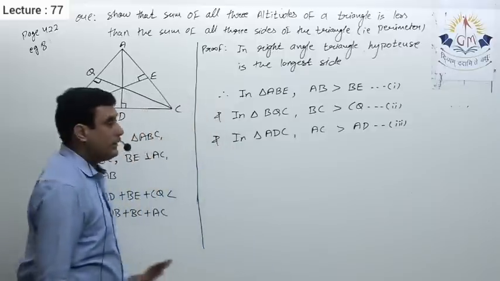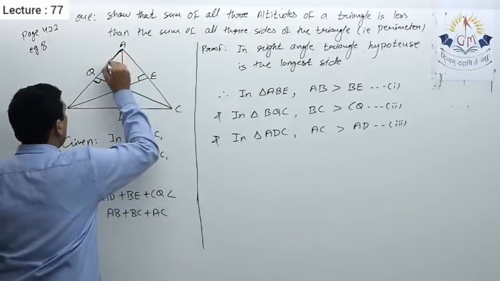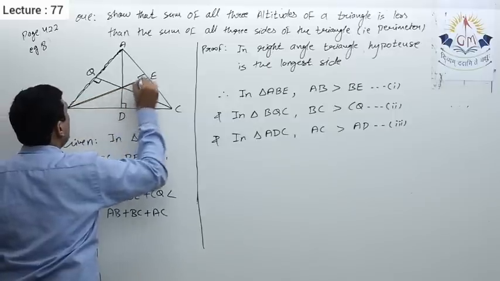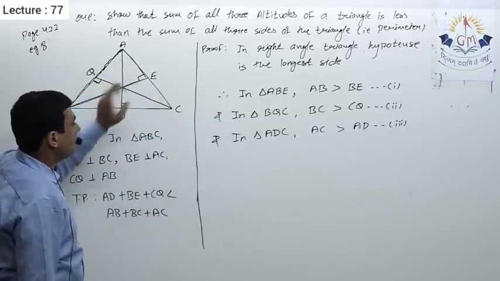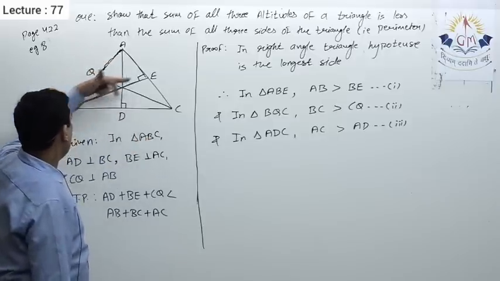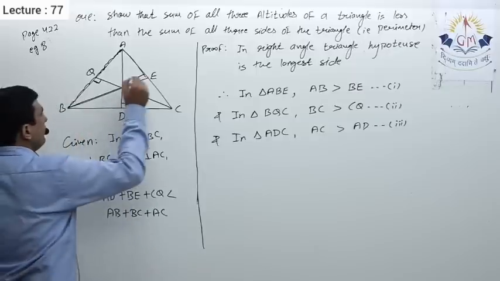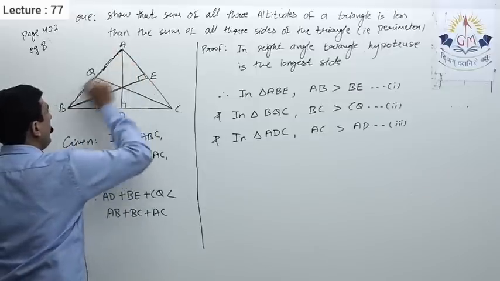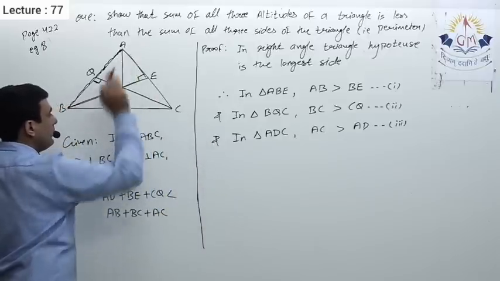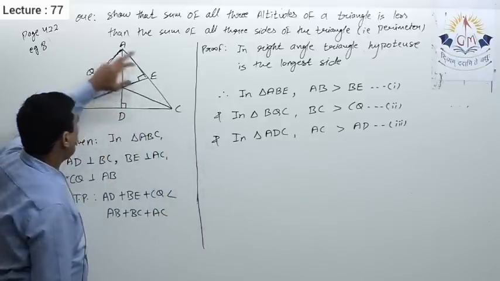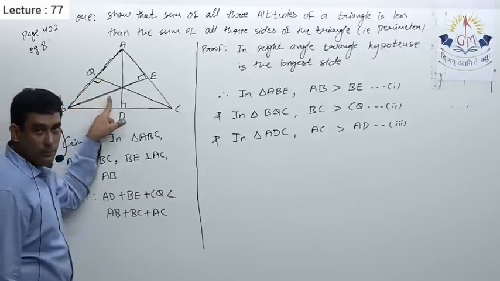I took the triangles in such a way that each right angle triangle contains one side. First I took triangle ABE. Actually I tried to take a triangle that contains one of the sides and one of the altitudes. So triangle ABE contains side AB and altitude BE. This is a right angle triangle and AB is the hypotenuse, so AB is the longest, greater than BE as well as AE. But as we have to find the relation between the sides and the altitudes, I write only AB is greater than BE.